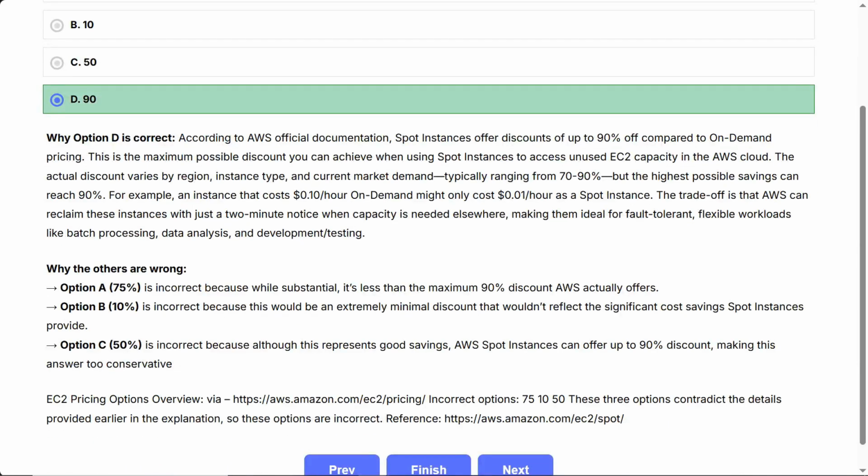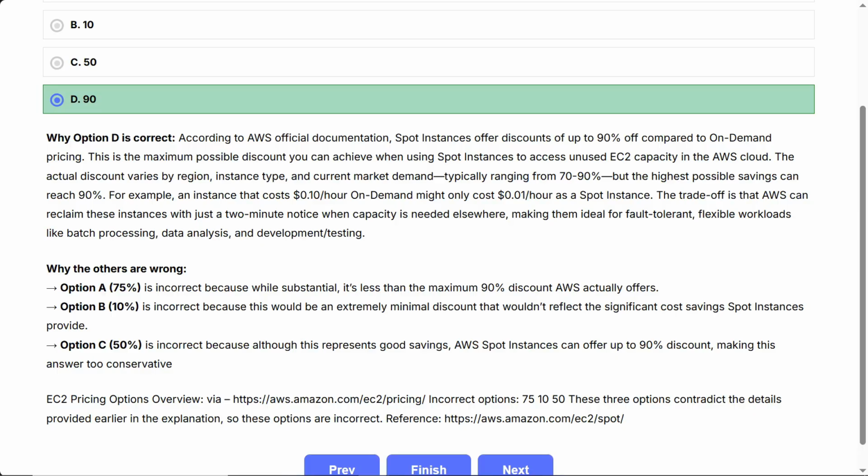According to AWS official documentation, spot instances offer discounts of up to 90% off compared to on-demand pricing. This is the maximum possible discount you can achieve when using spot instances to access unused EC2 capacity in the AWS cloud. The actual discount varies by region, instance type, and current market demand, typically ranging from 70 to 90%, but the highest possible savings can reach 90%.